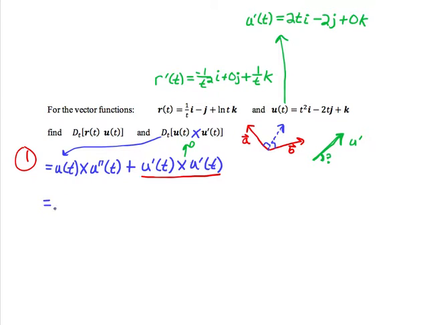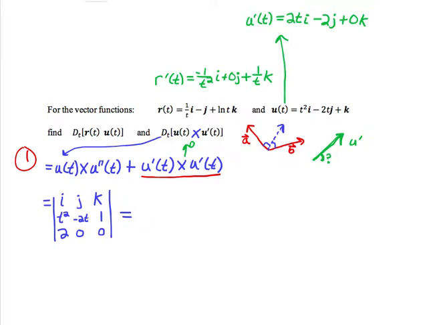This other one is probably not going to be 0, so I'm going to do the good old-fashioned determinant cross product thing. So I'm going to say i, j, k, and then the first vector was u, so I'm going to have t squared, negative 2t, and 1. And then u double prime, which from up here should be 2 in the x. Derivative of a constant is 0 in the y. And the derivative of 0 is, of course, also 0 because it's also a constant. Okay, so that's the cross product setup.